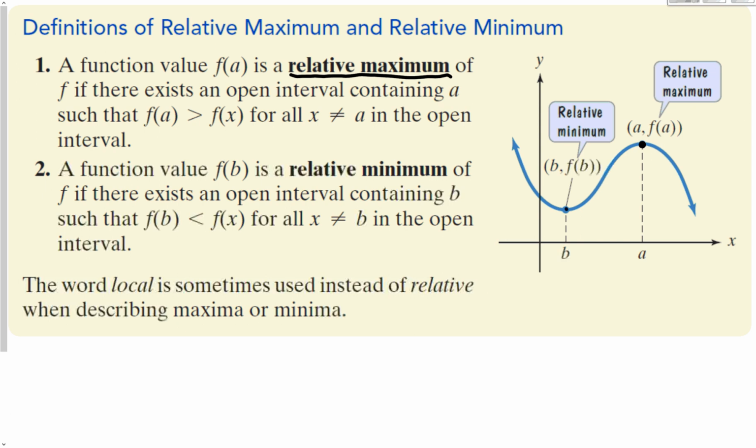And the same is true with minimum. The function value f of b is a relative minimum of f if there exists an open interval containing b such that f of b is less than f of x for x not equal to b in the open interval.